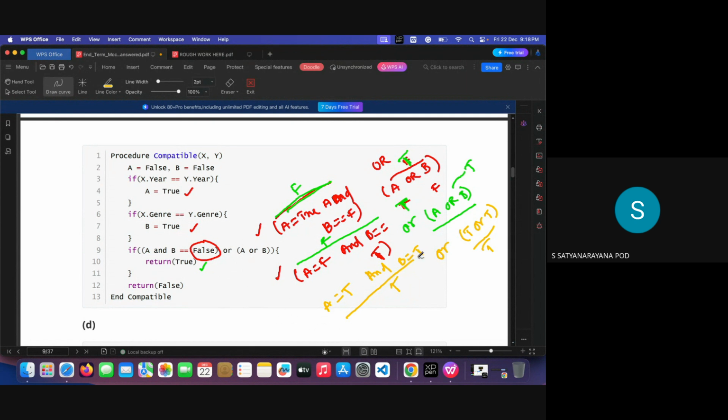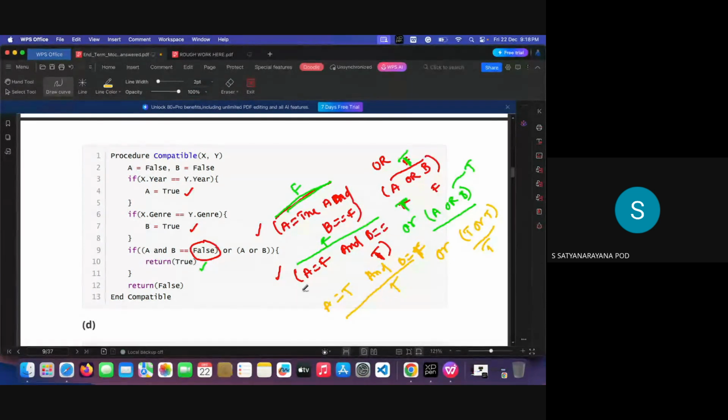No, B value is true. Wait. B value right now is true. Sorry, it works then. Look at it. Actually, A is true, B value is also true. But right now, what I am supposed to check is whether my B value is false or not. I need to check it.